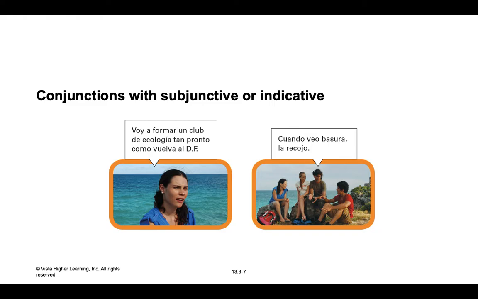So conjunctions can be used with subjunctive or indicative. Okay. For example, voy a formar un club de ecología tan pronto vuelva al DF. In this case, she doesn't know when she's coming back, so we use the subjunctive. Cuando veo basura la recojo. So in this case, cuando doesn't translate as when, it translates as soon as. As soon as I see garbage, I pick it up. Or you can also translate it as when I see garbage, I pick it up.